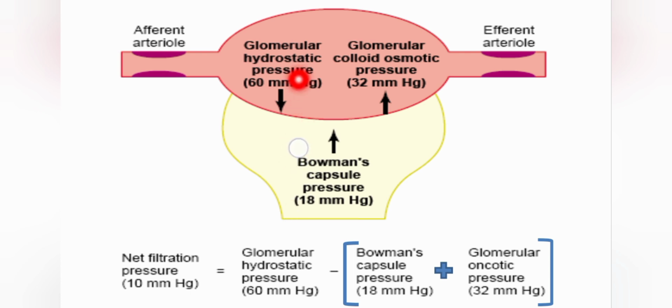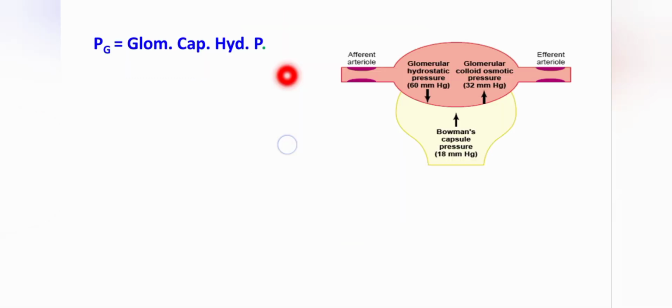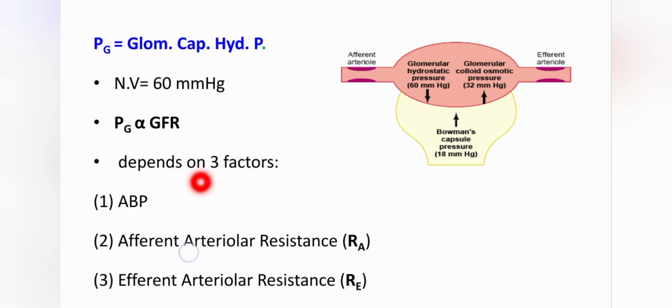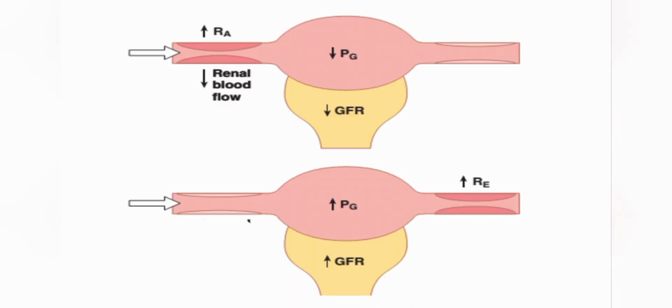Now the third or the major determinant is the glomerular capillary hydrostatic pressure. It is directly proportional to GFR, and its normal value is 60 millimeter of mercury. Now this pressure depends upon three things, that is arterial blood pressure. The more the arterial blood pressure, the more the glomerular capillary hydrostatic pressure and the more the GFR. Then the other two things on which this pressure depends are afferent arteriolar resistance and efferent arteriolar resistance. Now let us see how these affect this pressure.